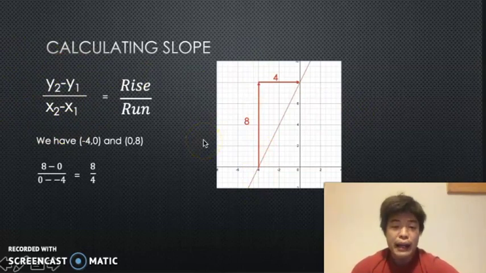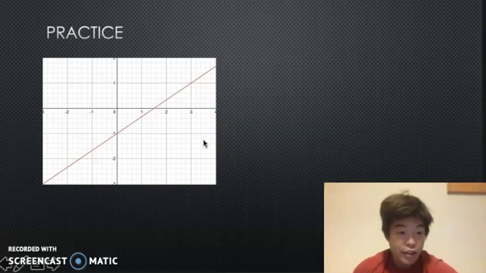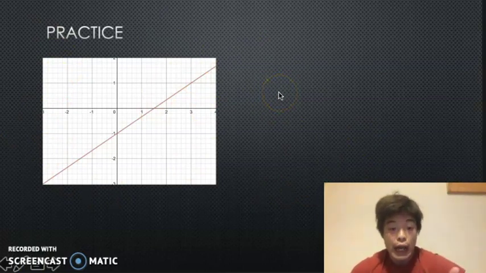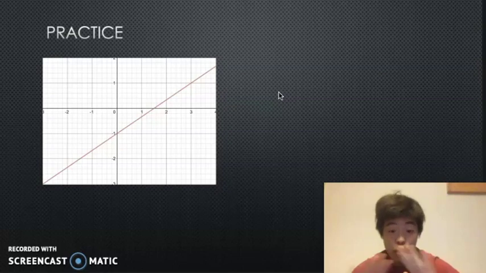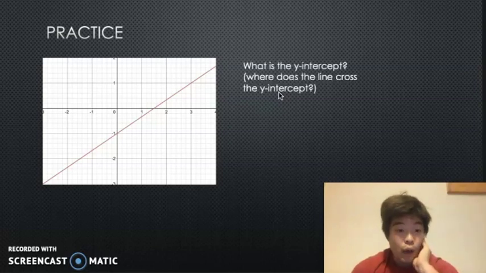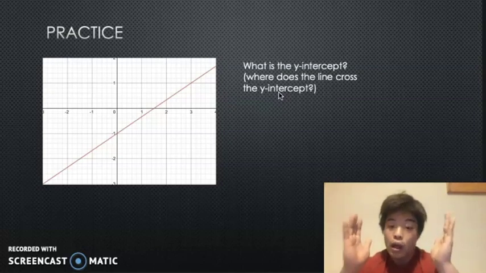Okay, so let's practice. So we have this linear equation, right? What I want you to do is figure out what is the linear equation shown in this graph. So remember, we want to use slope-intercept form. So the only two things we need to find are the slope and the y-intercept. So remember, what is the y-intercept? Where does the line cross the y-axis? That's all we need to know to figure out b.